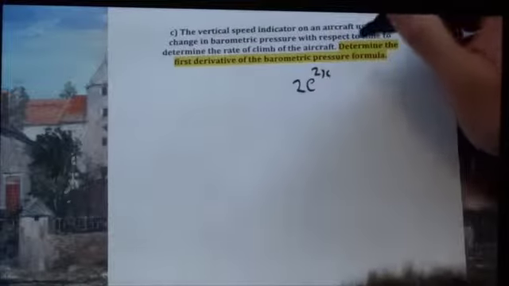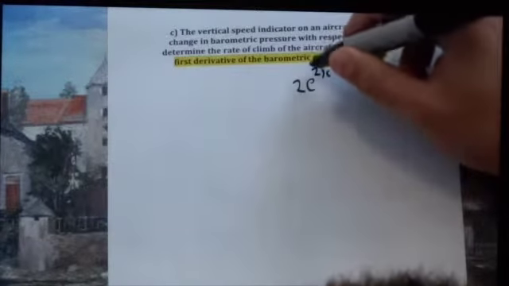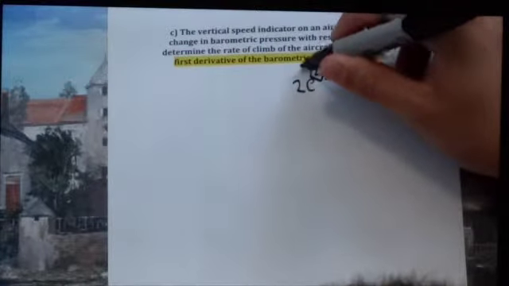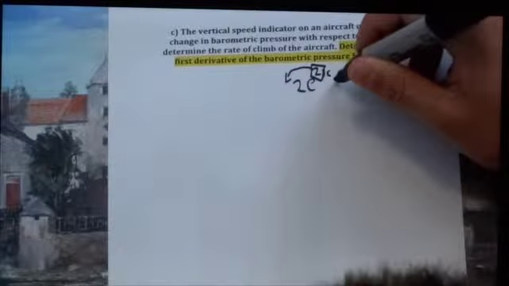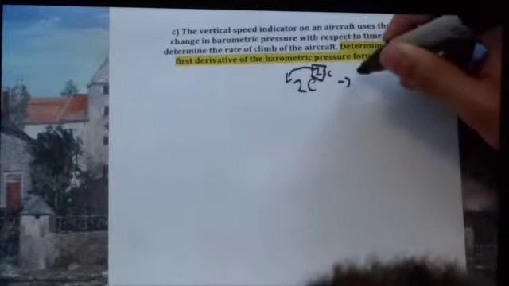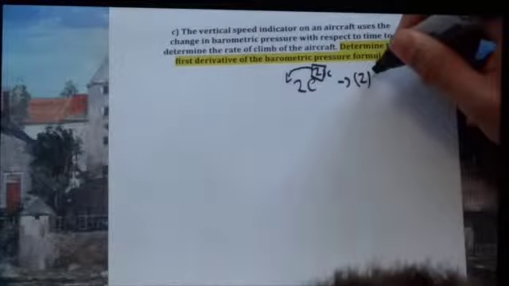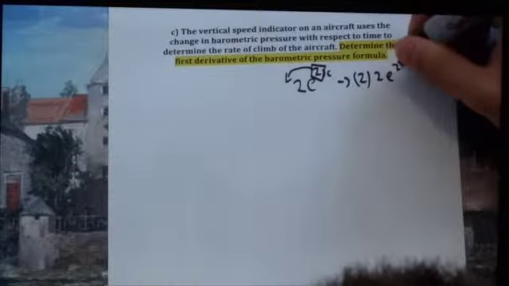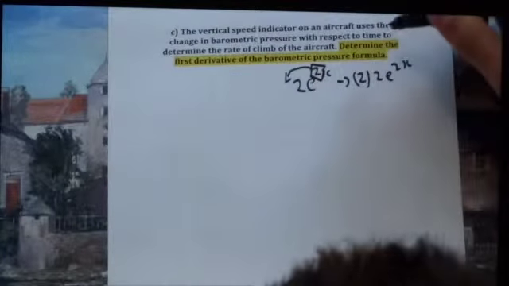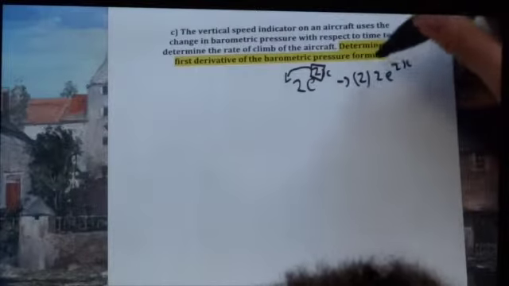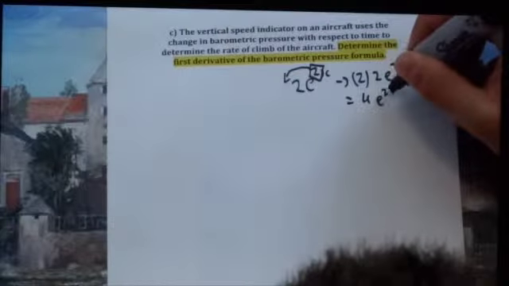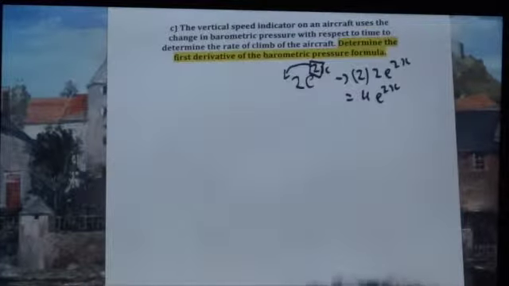So to find the first derivative, we have to take the 2 up top here and bring it down here. So this turns into 2 times 2e, and then we keep the 2x at the top. Now that we have this, we multiply everything at the beginning. So 2 times 2 is 4. This equals 4e to the 2x. So that's how we find the first derivative of 2e to the 2x.